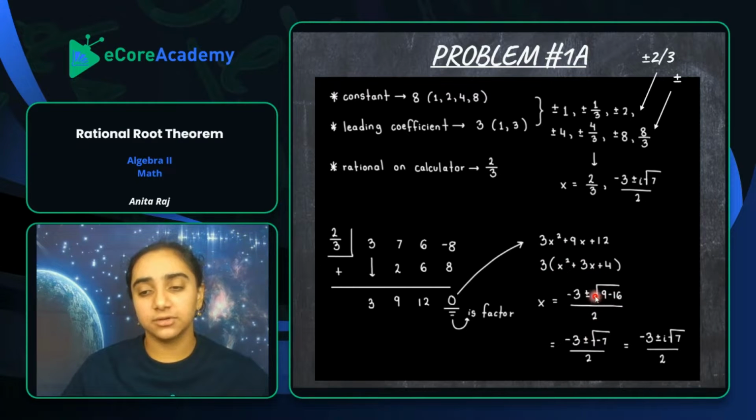Then we're going to simplify what's underneath the radical sign. 9 minus 16 is going to give us negative 7, so we get negative 3 plus or minus the square root of negative 7 over 2. If we factor out that negative 1, the square root of negative 1 is i, so we end up getting negative 3 plus or minus i root 7 over 2, and then you'll see our two answers up here. So that's how you solve that.